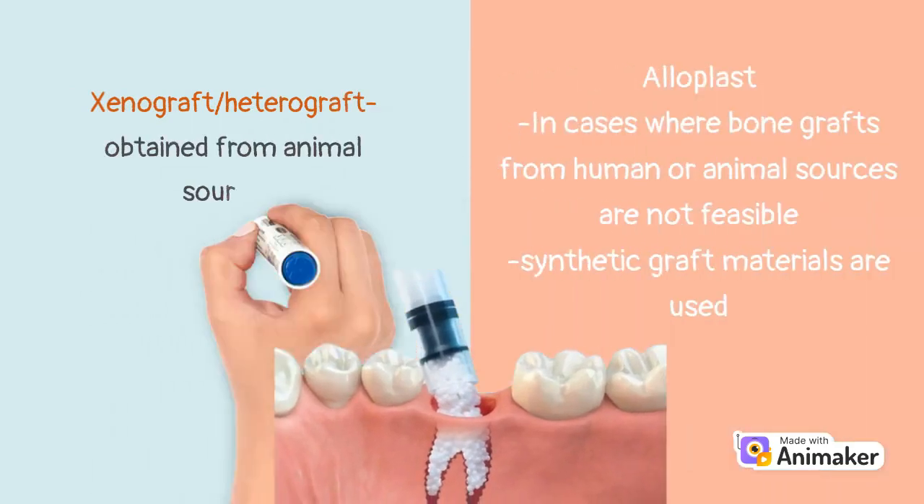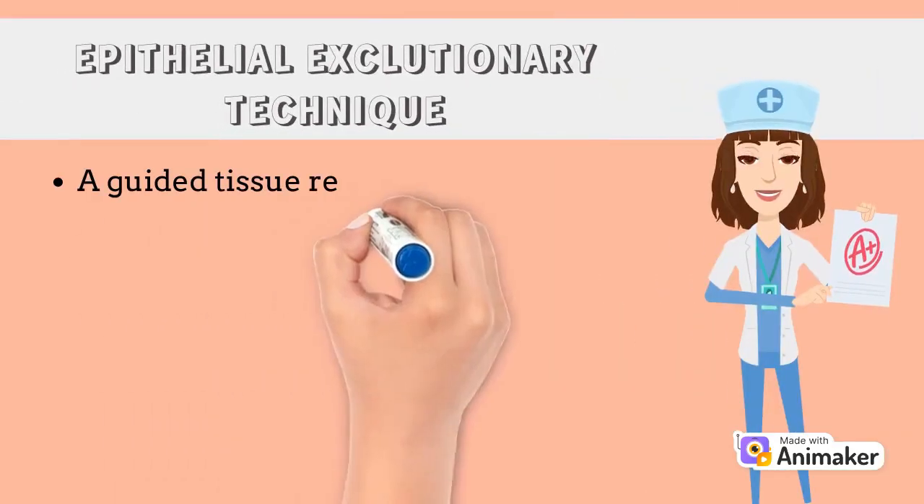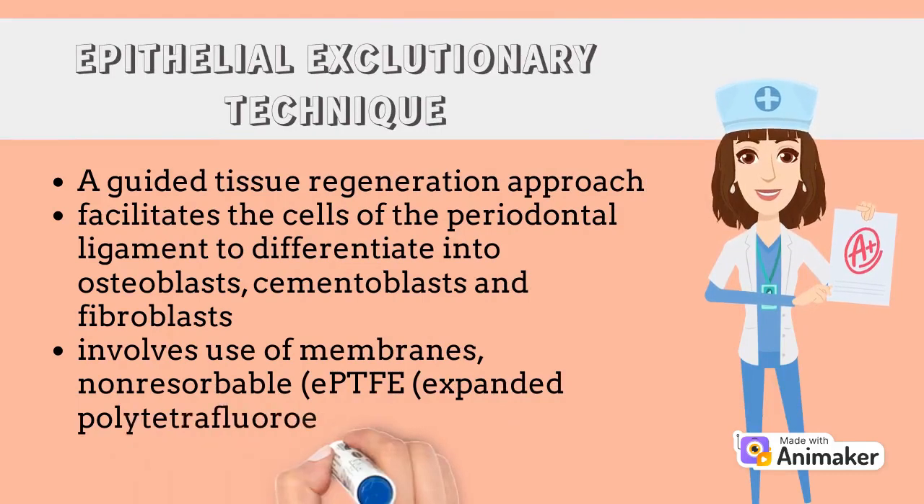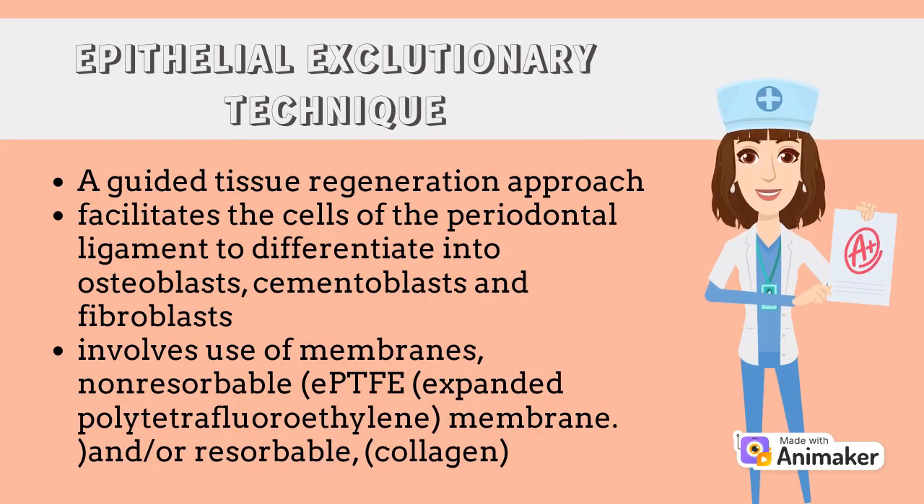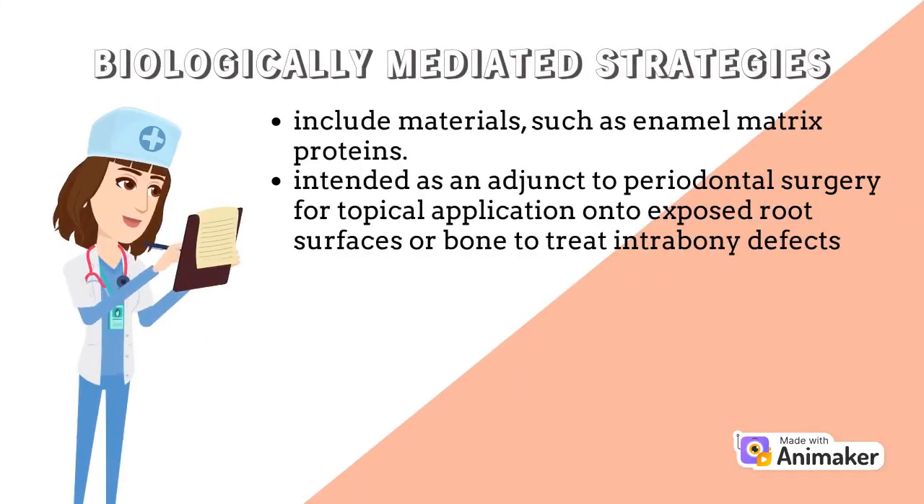Heterograft. These are obtained from animal sources such as cows and pigs, and they include processed animal bone or growth proteins. In those cases where bone graft from human or animal sources is not feasible, synthetic graft materials are used, or what we call the alloplast. We have the epithelial exclusion technique, which is a guided tissue regeneration approach and facilitates the cells of the periodontal ligament to differentiate into osteoblasts, cementoblasts, and fibroblasts. Lastly, we have biologically mediated strategies, which include materials such as animal matrix proteins.